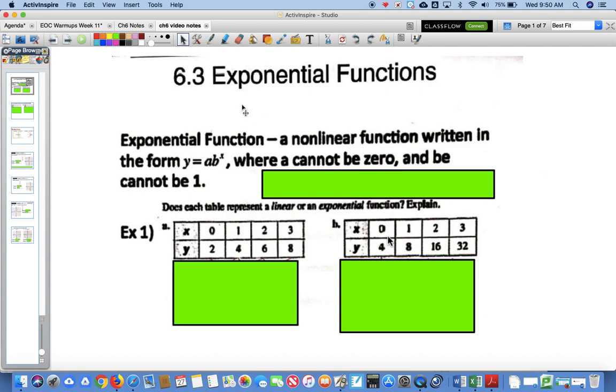Welcome back to Chapter 6. We will do the next section, 6.3, which is exponential functions. This is a nonlinear function. It's written in this form where we have x as an exponent.